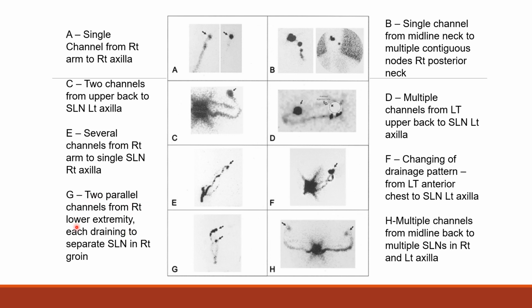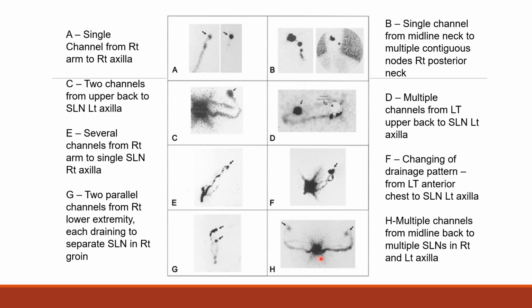And then in G, you have two parallel channels from the lower extremity, each draining into the right groin. So you have two sentinel nodes for this patient. Now, H is exactly what I was talking about. This is somebody in the back, and it went both sides. If you don't do imaging, you just look at the armpit, you're going to miss one of them. And that one might be positive for cancer.